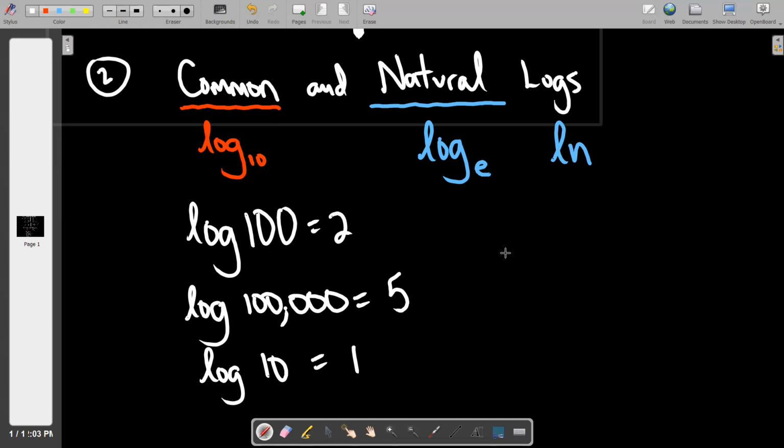So having said that, if I gave you the natural log of e squared, anybody know what it is?